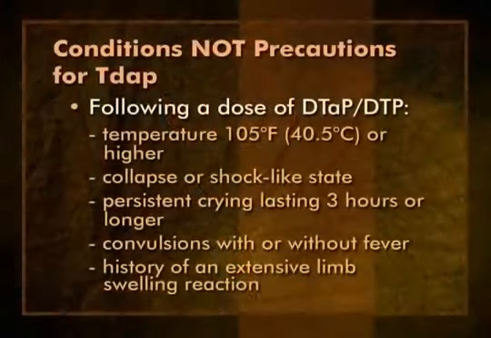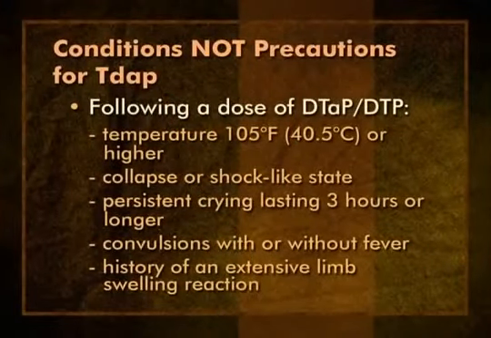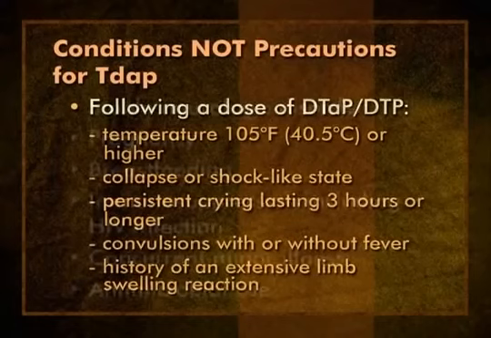ACIP believes that these conditions are unique to young children and are not expected to be an issue among adolescents. These conditions occasionally occurred following pediatric DTaP or DTP, but are not precautions for Tdap: temperature 105 degrees Fahrenheit or higher, which is 40.5 degrees Celsius, within 48 hours; collapse or shock-like state, also known as hypotonic hyporesponsive episode; persistent crying lasting 3 hours or longer; convulsions with or without fever occurring within 3 days; and finally a history of an extensive limb swelling reaction.